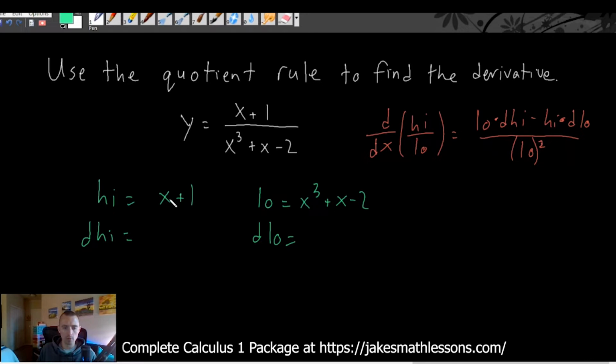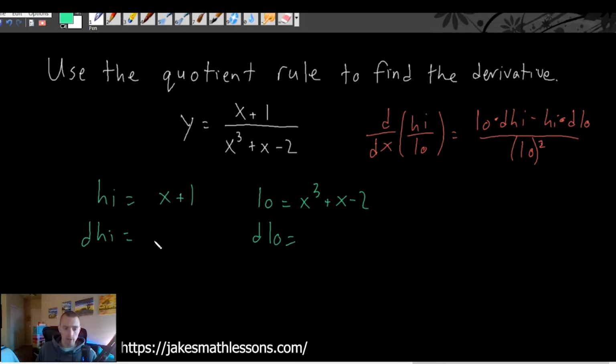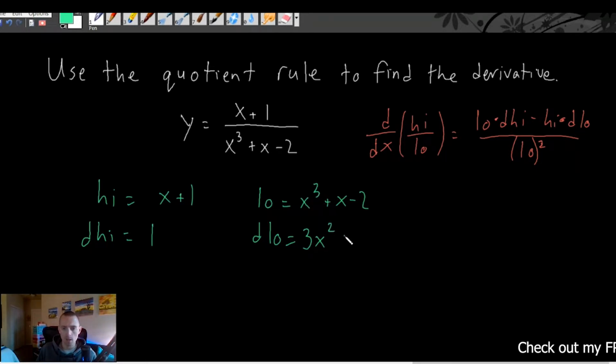Then for this, we will take the derivative. The d high is just the derivative of high. So the derivative of x plus 1. The derivative of x is just 1. The derivative of a constant plus 1 is 0. So that won't do anything. Then for this, we're going to use power rule. So we bring our 3 down in front, leave our x as x, minus 1 from the power, bringing it down to 2. The derivative of x is just 1. And then the derivative of a constant minus 2 is 0. So that won't do anything.